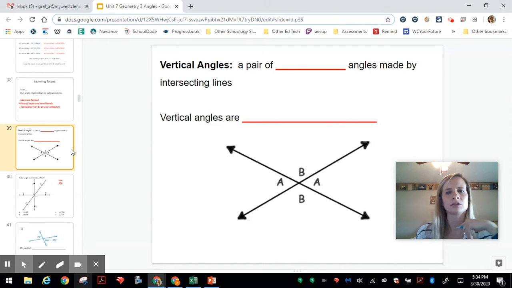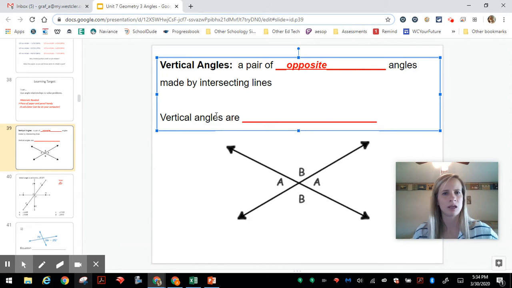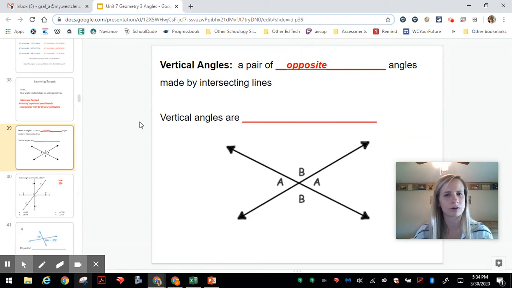So the vertical angles are those angles that are across from each other, like I showed you on the picture that I drew before. Those vertical angles are the ones that cross each other. So what they are is a pair of opposites, opposite angles made by intersecting lines. So in the next box next to vertical angles, write down that definition. As long as you write opposite angles, you don't have to write that whole entire thing. Just so you know, they are opposite.